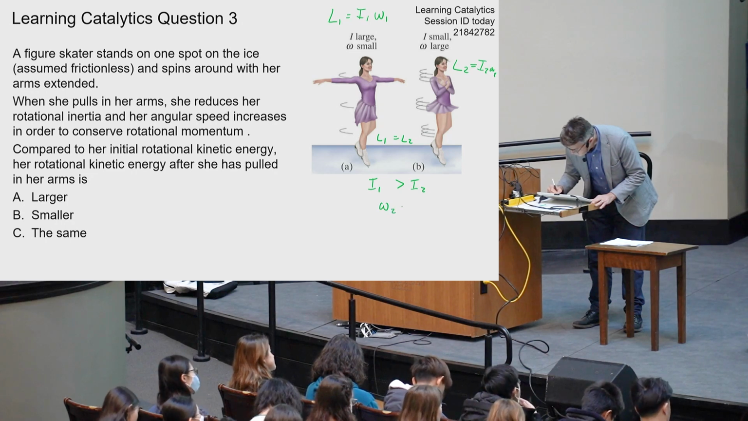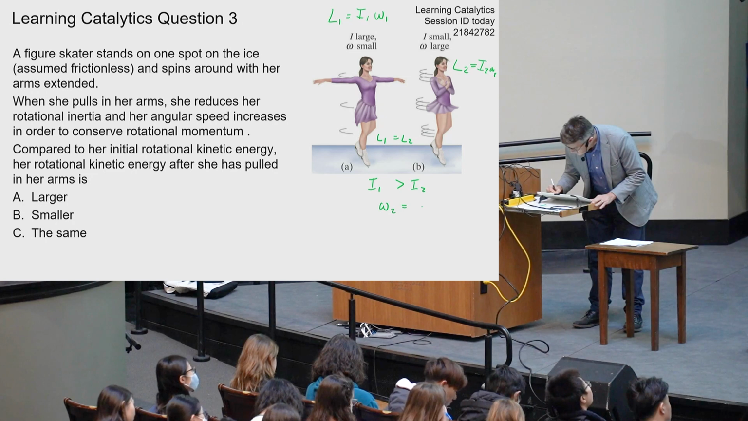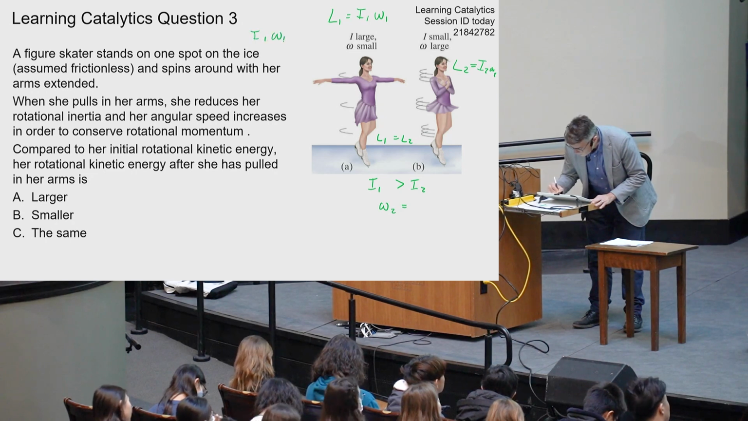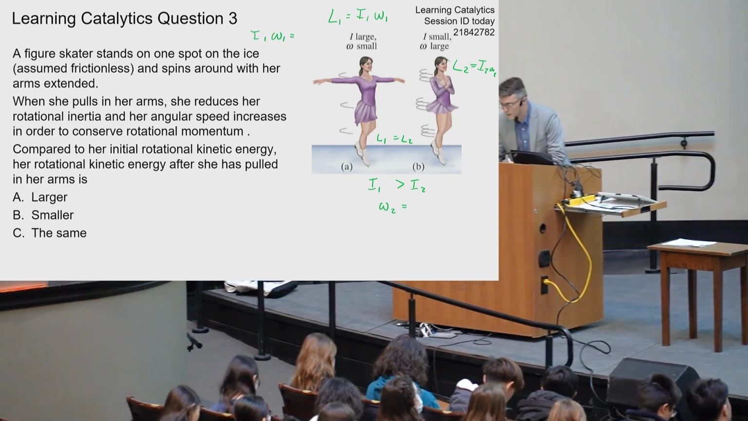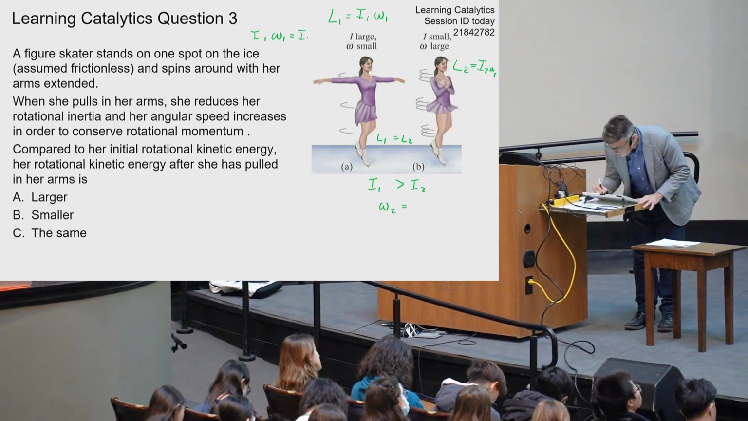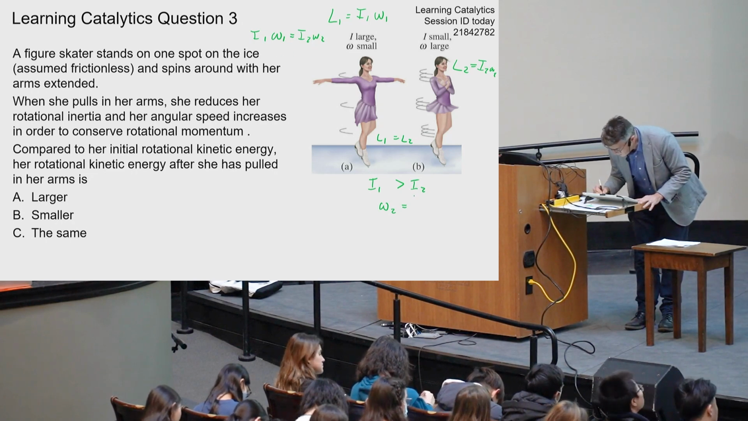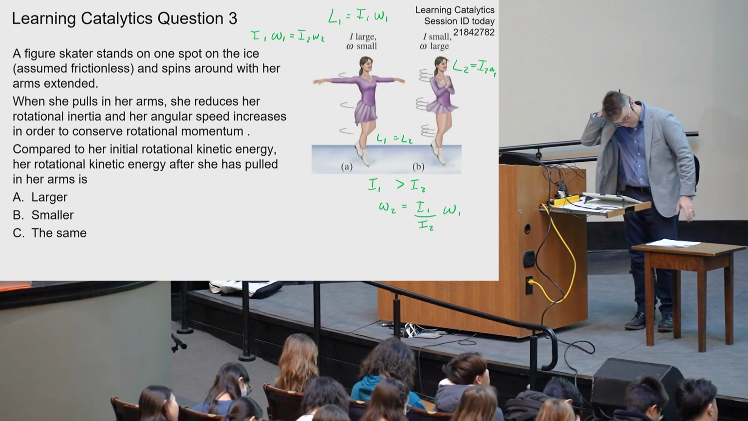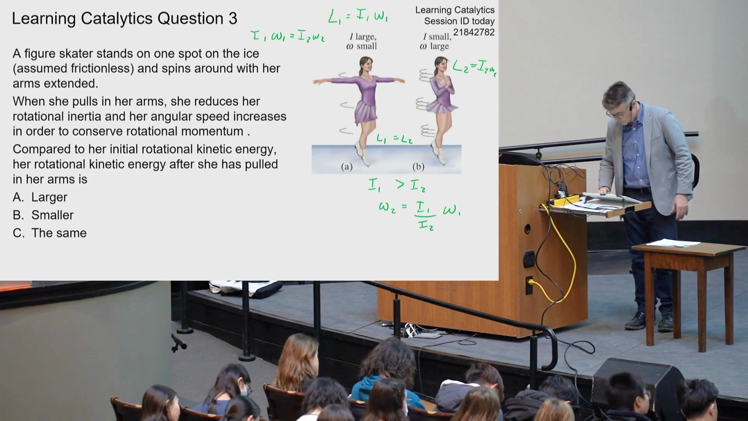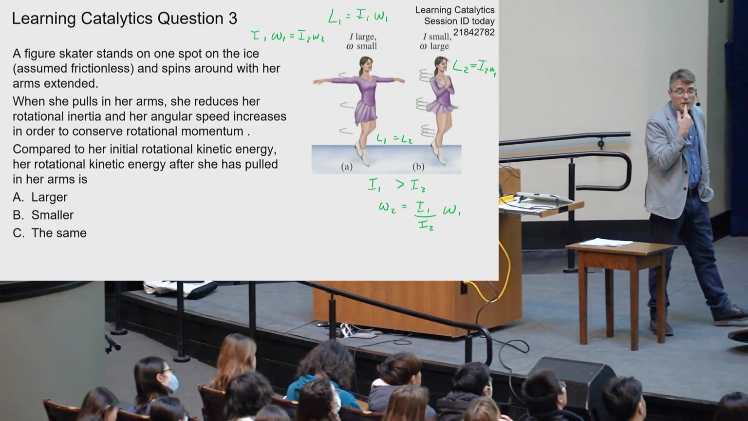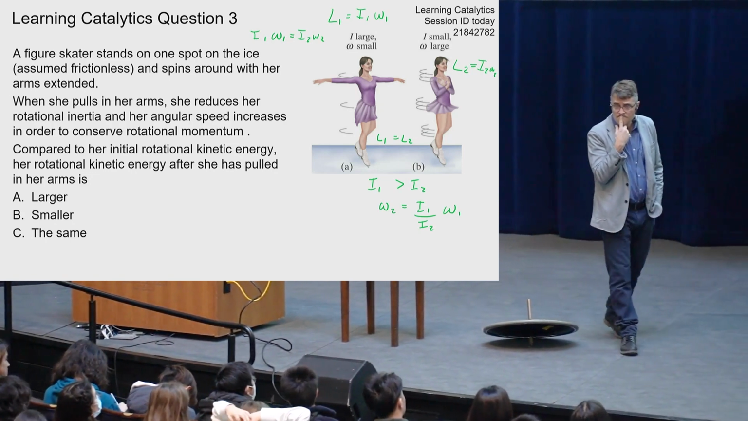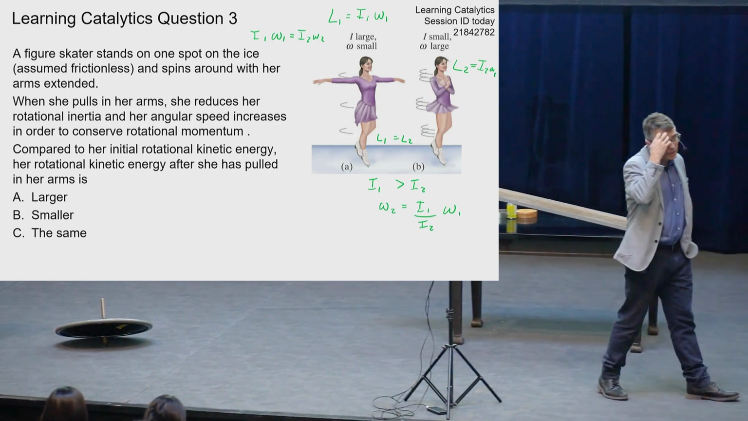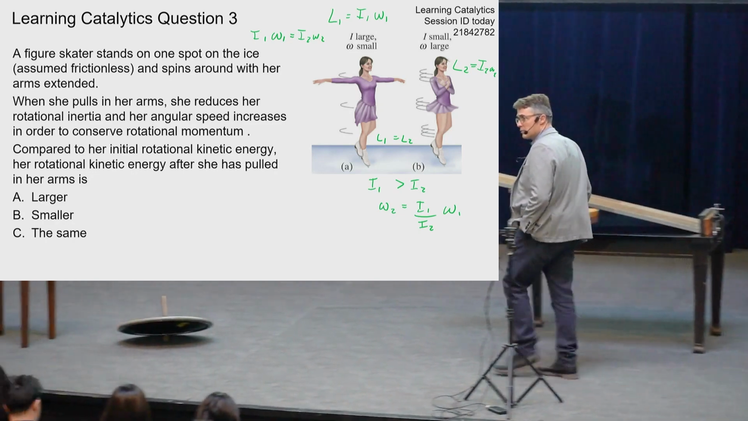So I think omega 2 is going to be, actually, let's do this right. Remember I1 omega 1, I2 omega 2. Omega 2 is going to be I1 over I2 times omega 1. So did it change her rotational kinetic energy is my question. You may have to work this out. Think about it a bit. I'm going to give you one more minute. If you can solve it, tell your neighbor.